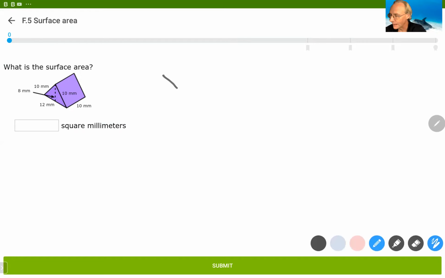So I've got a triangular prism. Oh, it's actually an isosceles. See if I can get this straight. This is the mistake I keep making. It's actually an isosceles right triangle. And it's a triangular prism that looks something like this.